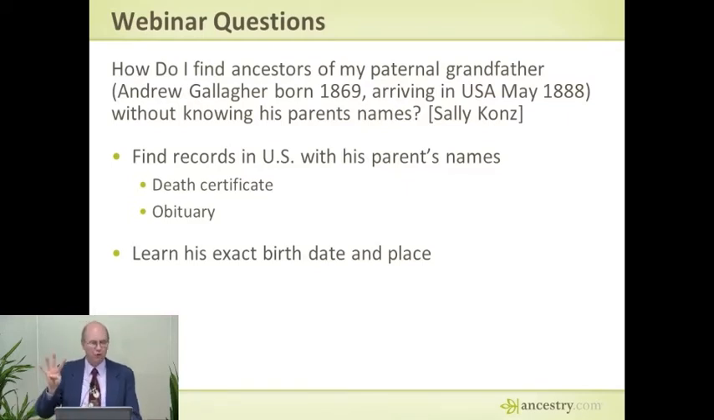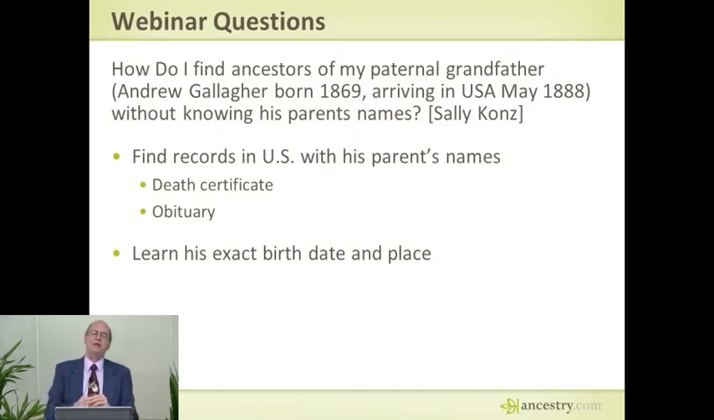Remember we talked about 4 key elements of identification? If you don't know the name of a close relative, such as a father or a mother, that doesn't mean you're out of luck in finding the immigrant. If you can find their exact date and place of birth, and you've got the town name, you've got a birth date, and of course you know his name, Andrew Gallagher, then you can go into that specific town and look for an Andrew Gallagher.